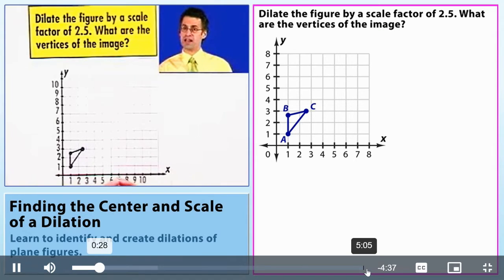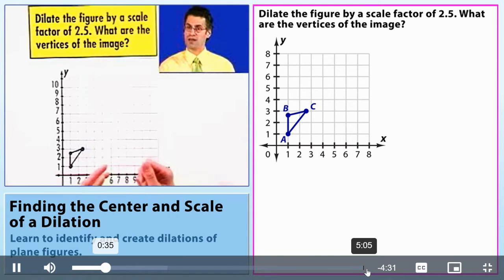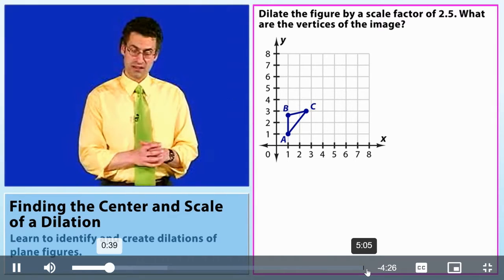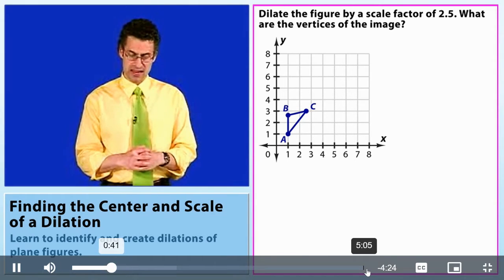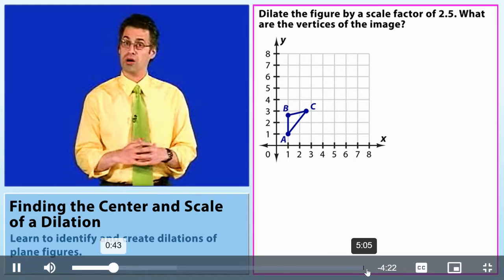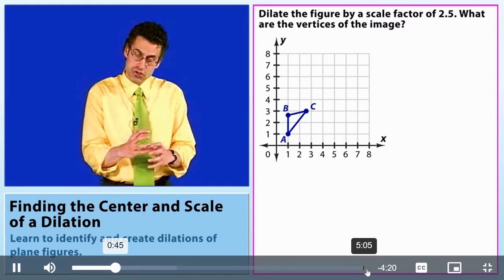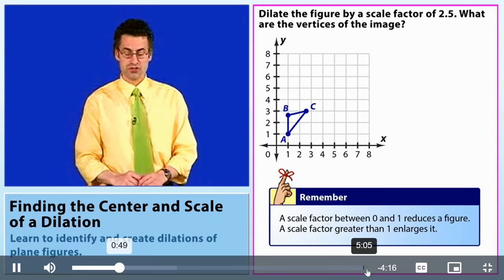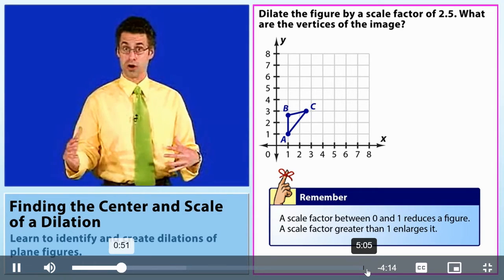If we're going to take an object and dilate it by a scale factor that's bigger than 1, then that shape is going to get larger. If we scale something and dilate it by a scale factor that's smaller than 1, then it's going to shrink a little bit. So since this is a scale factor of 2.5, this is going to grow.